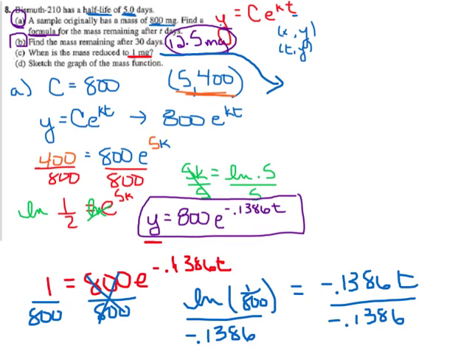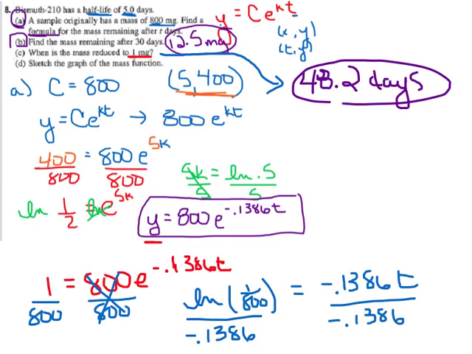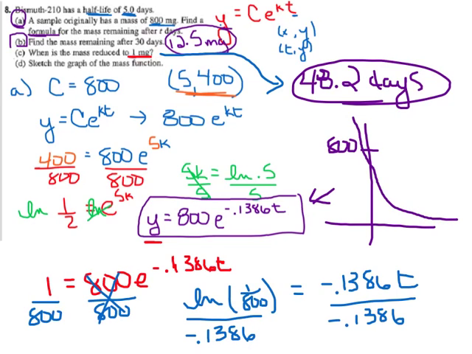Let me pick a better color because everything's getting jumbled. Okay, so the answer to part C is 48.2. We'll just round to the tenths place. 48.2 days. Okay, and then sketch the graph of the mass function. That's easy enough. Just graph this on your calculator. Because it's an exponential decay, because it starts at 800, you actually should know that it's going to look something like this. And we'll pretend that crossed at 800. Okay? Alright, next problem will be in another video.